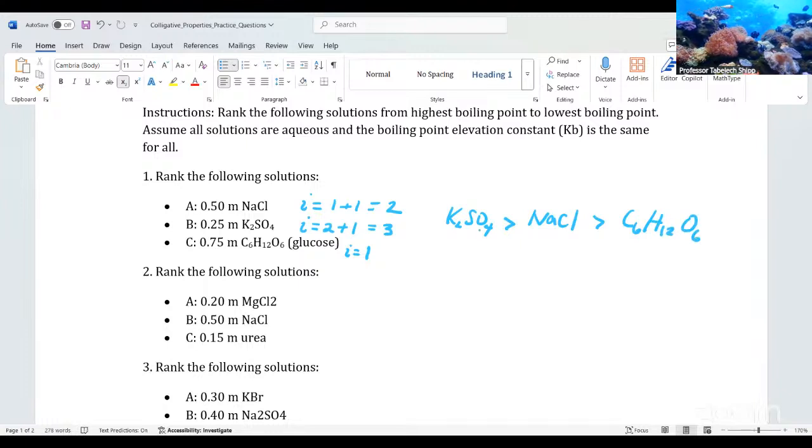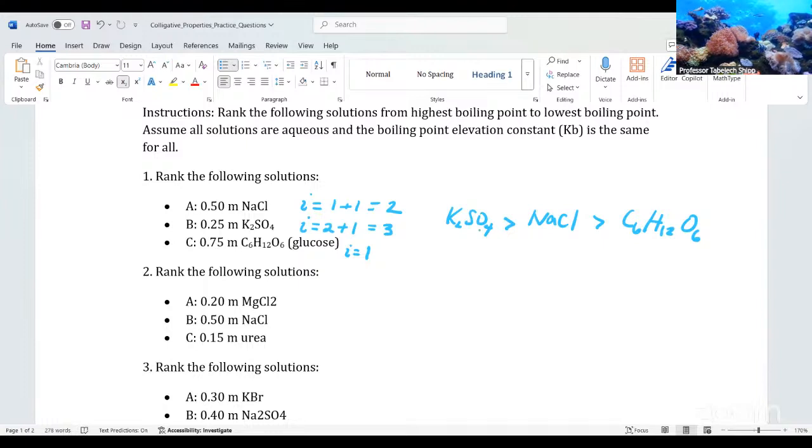Okay. So right here, these are your boiling point rankings. K2SO4 has a higher Van't Hoff factor than sodium chloride, followed by glucose. In other words, this is exactly how chemicals behave in water. Some will stay whole, like sugar. That's why it's 1. Whereas some of these will break apart, like salt and potassium sulfate. Okay, so those are some examples that you should be aware of.